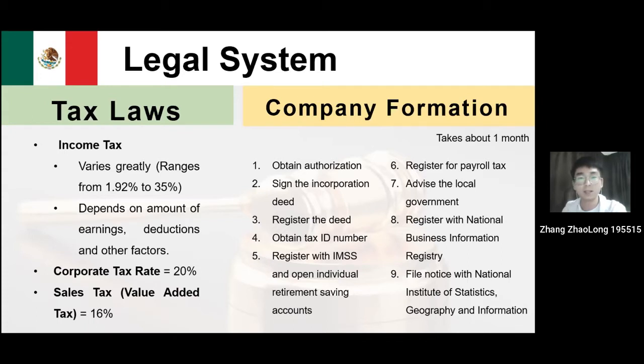The first step, you should obtain authority, and the next, you should sign the incorporation date. And the third is register the date, and obtain a tax ID number, and register with IMSS, and open an individual retirement savings account. And next is register for the payroll tax, and advise the local government, and register with the National Business Information Registry. And the last part, you just fill some notes. And next slide.